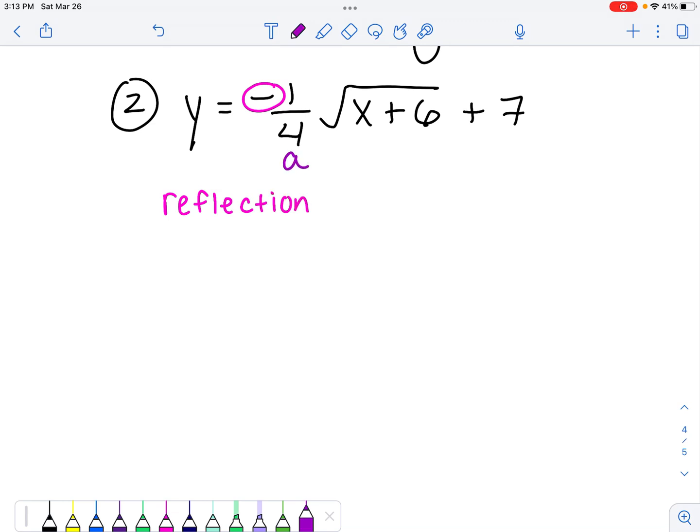And then this 1/4 value is like our A value. That tells us whether we're stretching or shrinking. If we multiply something by 1/4, the value of it gets smaller. So because the value would get smaller, we're going to say that this is a vertical shrink of 1/4. Another word you can use instead of shrink is compression.